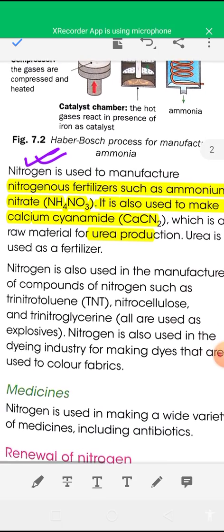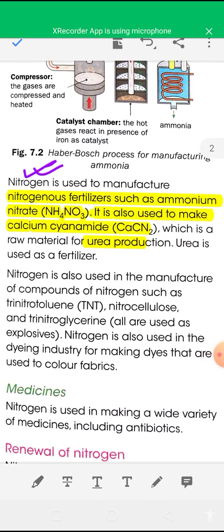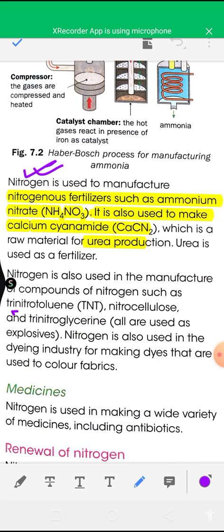Nitrogen is also used in the manufacture of compounds like TNT, trinitrotoluene. It is an explosive compound. Nitrocellulose and trinitroglycerin are also explosive substances. To prepare all these explosive substances, nitrogen is used.